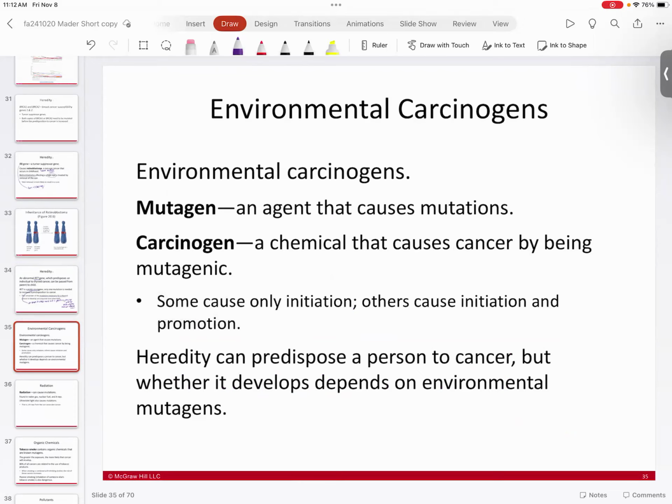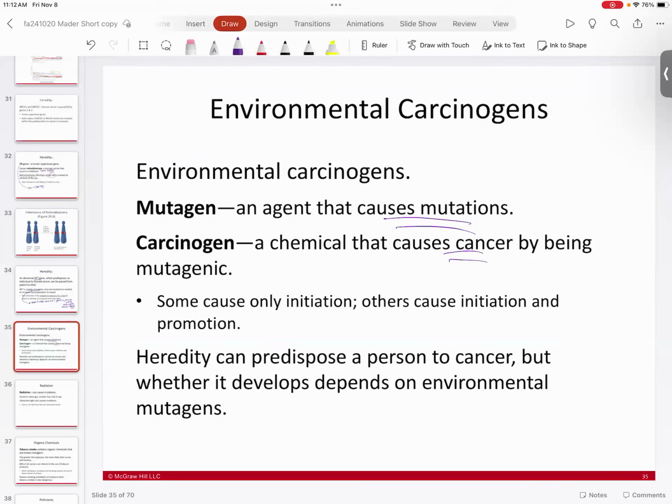Now, how do we get exposure to these? Because I said that basically we have exposure. So that's basically where we get our carcinogens. So carcinogens can come in a couple of different ways. A mutagen is pretty much anything that causes mutations. And a carcinogen is essentially a chemical, usually, that will cause cancer, and it's mutagenic, right?